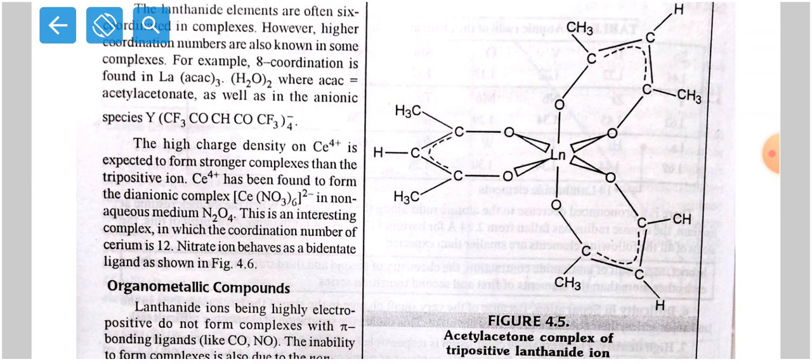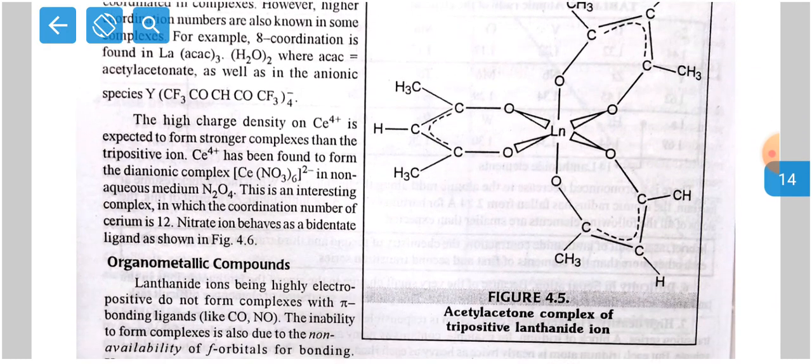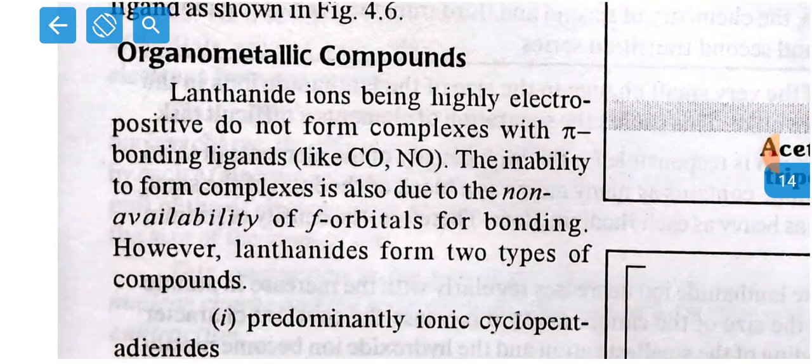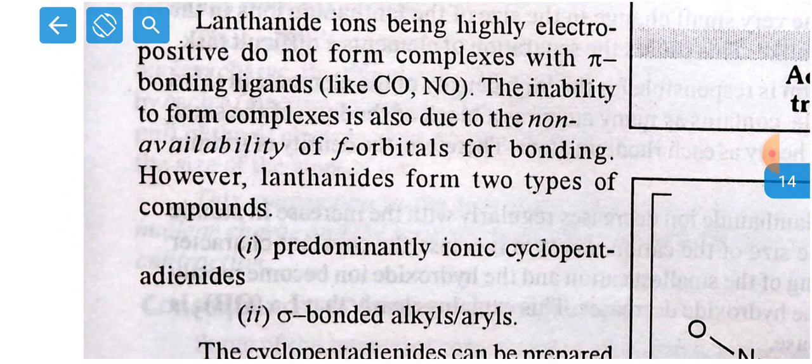Figure 4.5 shows the acetylene acetone complex of a tripositive lanthanoid ion. Organometallic compounds: lanthanoid ions, being highly electropositive, do not form complexes with pi-bonding ligands like CO and NO. The inability to form complexes is also due to the non-availability of f orbitals for bonding. However, lanthanoids form two types of compounds.